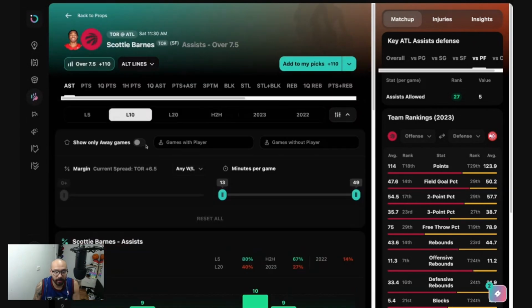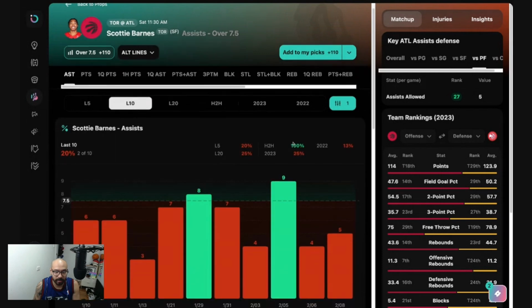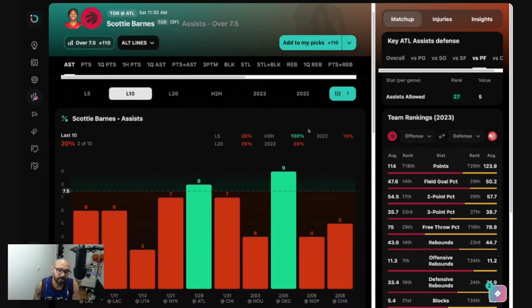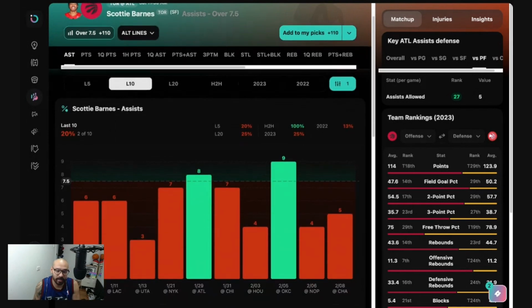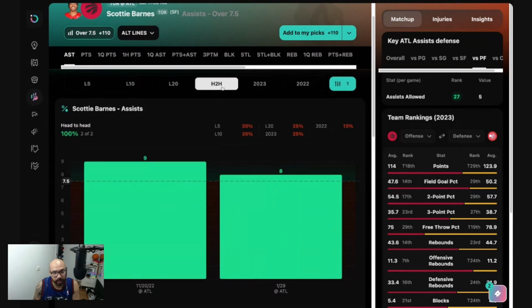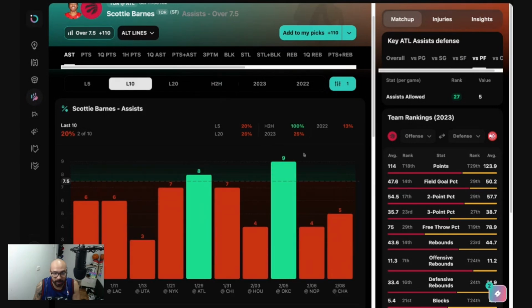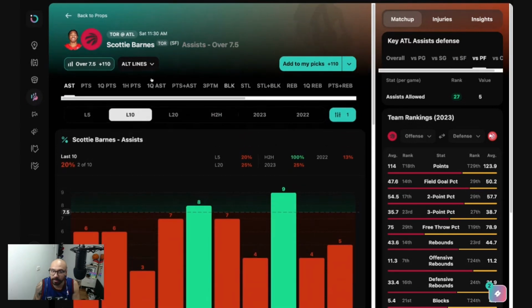Let's check him out on the road. Looking at Scotty Barnes on the road, now that makes me a bit hesitant. He's only hit this in 2 out of his last 10 road games. Just checking to see, his last matchup against Atlanta was on the road, though. And he still got 8 assists in that one. That was about 3 to 4 weeks ago. So it does make me a little bit more hesitant. But I think there's still a good chance. I'll probably put this down as a lean for now.